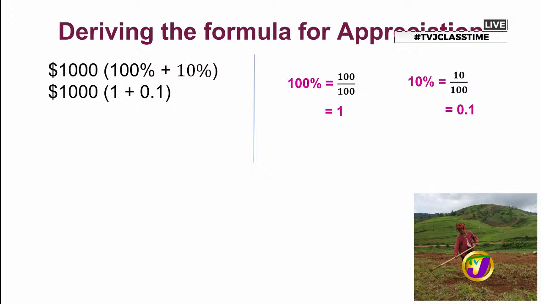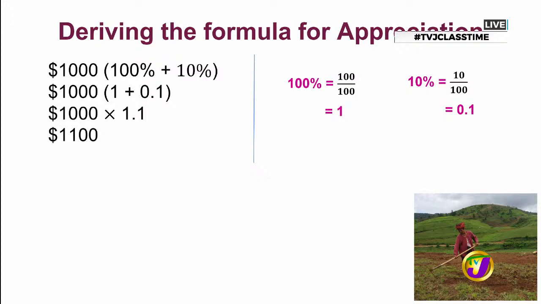So now when we add these two together, we're getting 1.1. And it is that 1.1 that is going to be used to multiply 1,000. Let's see what the result is. Wasn't that what we got earlier? Yes, indeed. That's what we got.